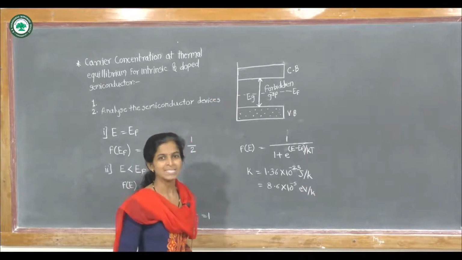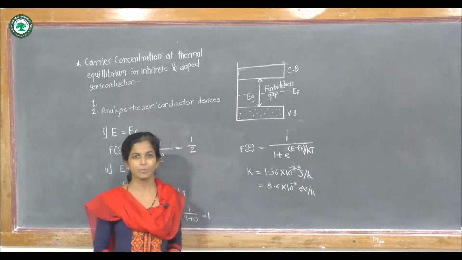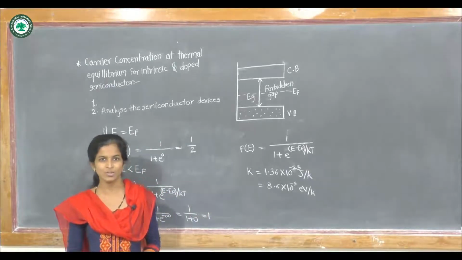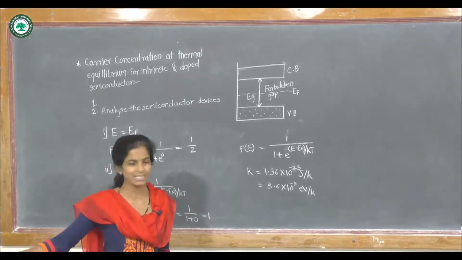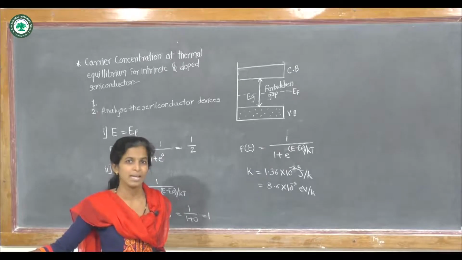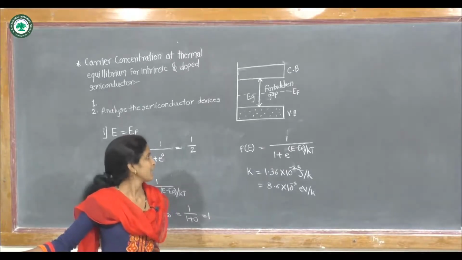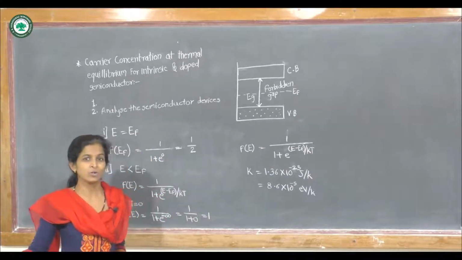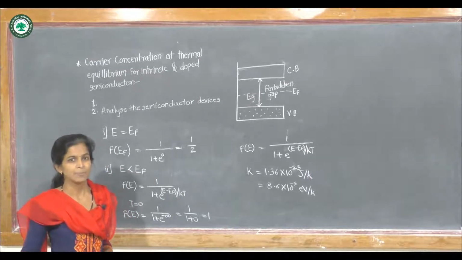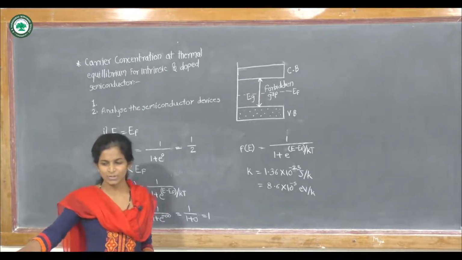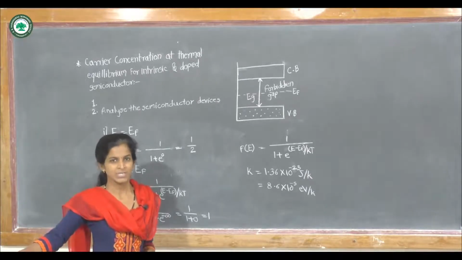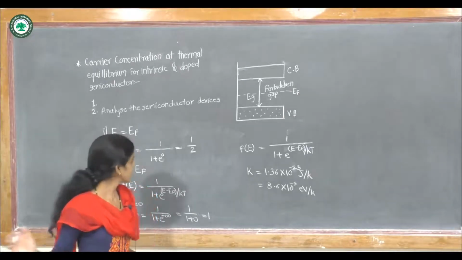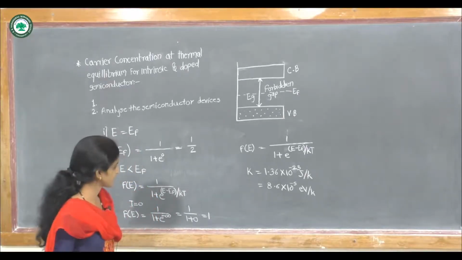At the Fermi energy level, the probability of the electron being occupied at the Fermi level is 1/2, and for the energy levels below the Fermi level, the probability of finding the electron is equal to 1. Then we will discuss case number 3.